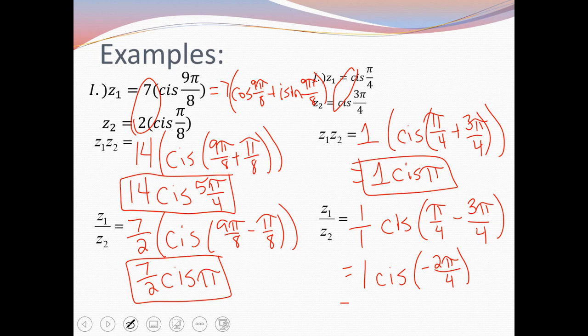However, all of your books are going to have your answers, and everything that you're going to have to do is going to have you write your answers with angles between 0 and 2 pi or 0 and 360. So you can't leave your answer like that. It's going to have you rewrite that. Negative pi over 2 is the same thing as 3 pi over 2.